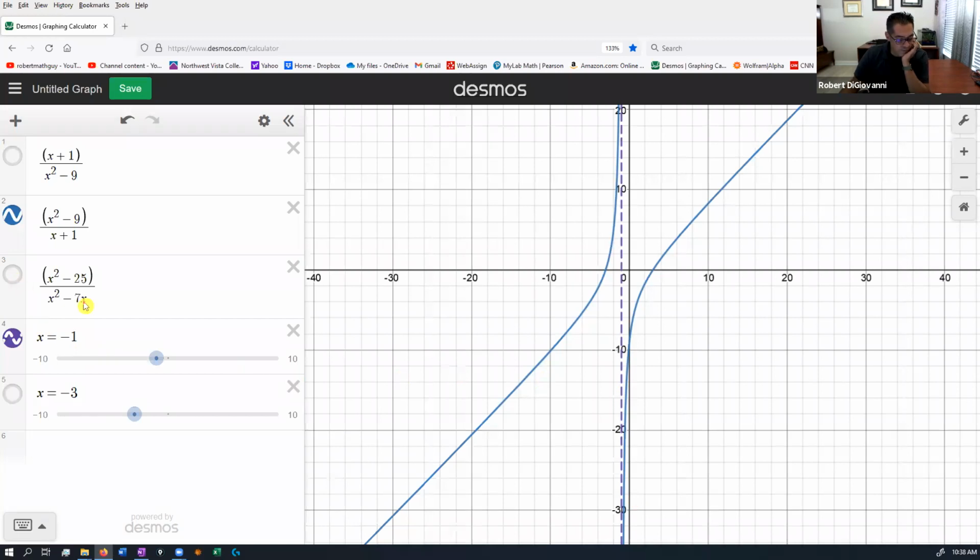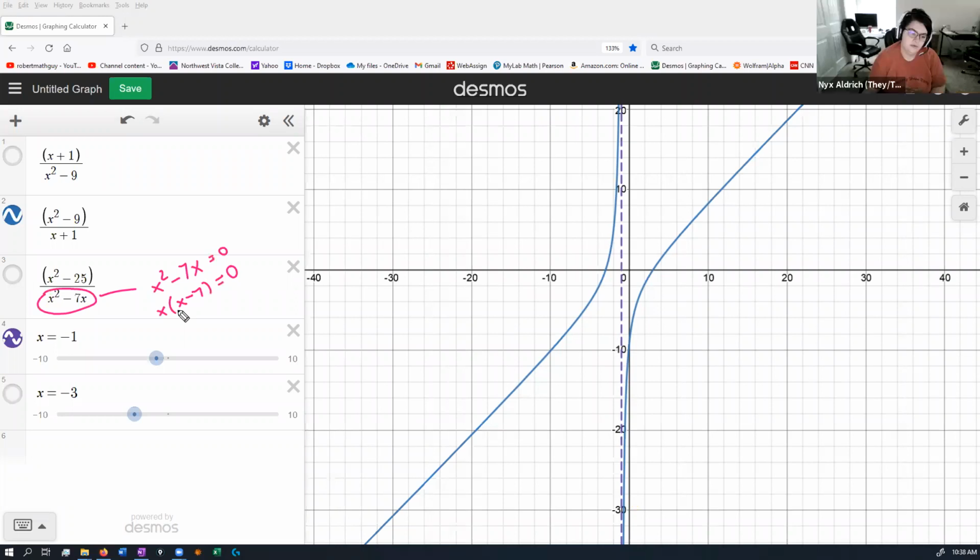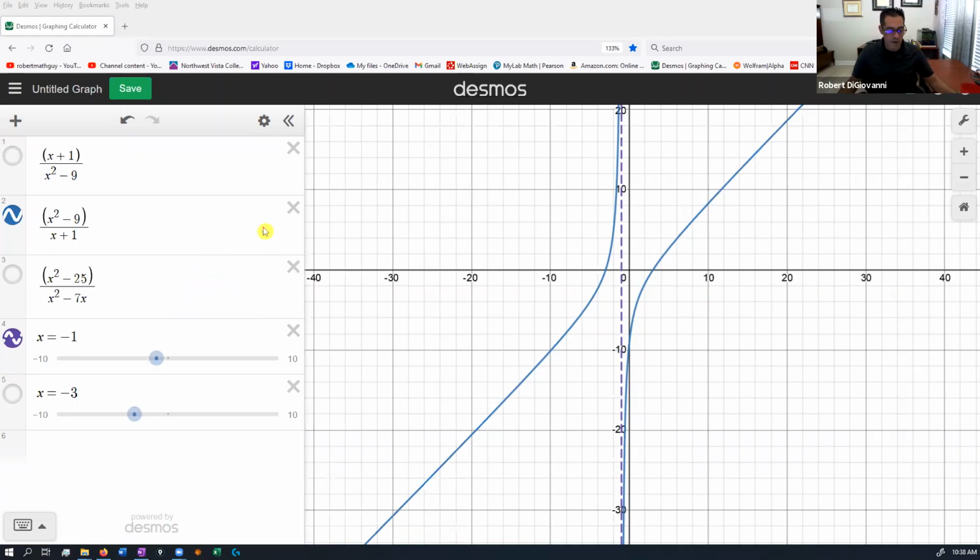How about on this last one? If we take the denominator and ask ourselves, when is that 0? I could factor out an x GCF, and I would have what 2 solutions here? 0 and 7, right? So if I graph this right now, I should expect to see vertical barriers at 0 and 7. Let me see if that's right. 0, 7. Here are my vertical barriers.